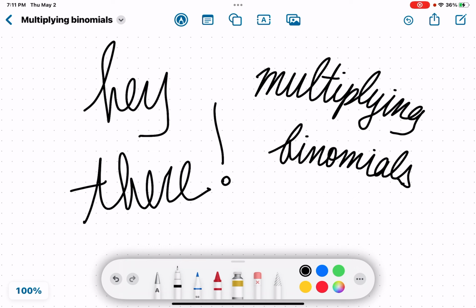Today we're going to be doing multiplying binomials. When you see it on the paper, it seems a little much, right? A lot of numbers, kind of complicated, but I can assure you it's something you already know how to do, and it's much easier than it seems. Let's get started.